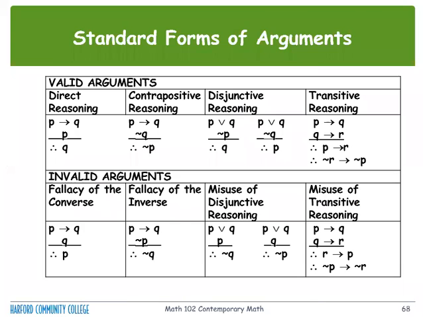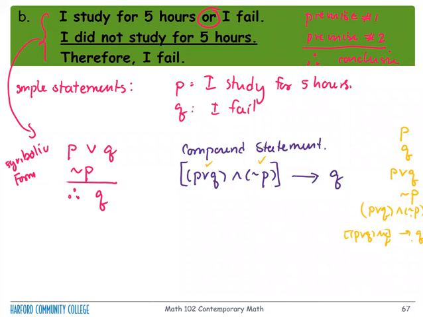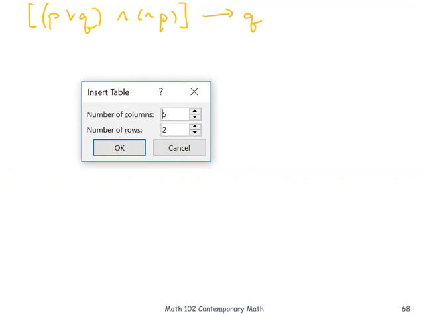I'm going to add another slide. From the compound statement, P or Q, and not P, then Q. So the table has, we're gonna need 1, 2, 3, 4, 5, 6 columns. And the number of rows is gonna be 5 rows.